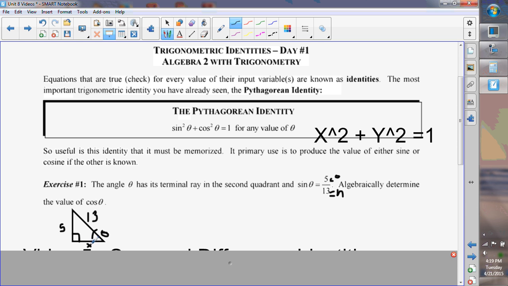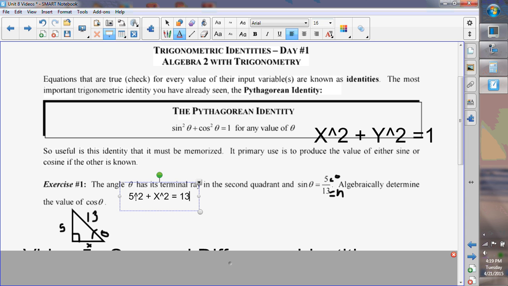And we can find this using the Pythagorean theorem. And by doing that, you know that we have 5 squared plus x squared must equal 13 squared. And when you solve the Pythagorean theorem, you get x has to be 12. And some of you may have already known that. That's a pretty well-known Pythagorean triple.